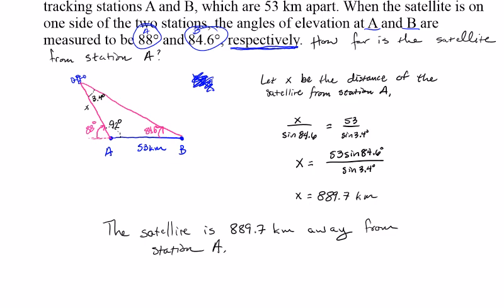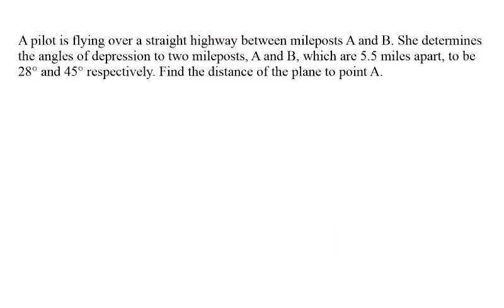Alright, cool. I got one more for you. Angle of depression. And so hopefully these are making sense so far, but we'll do one more. I've got a pilot. He's flying over a straight highway between two mileposts, A and B. She determines the angles of depression to two mileposts, A and B, which are 5.5 miles apart, to be 28 degrees and 45 degrees respectively. Find the distance of the plane to point A.